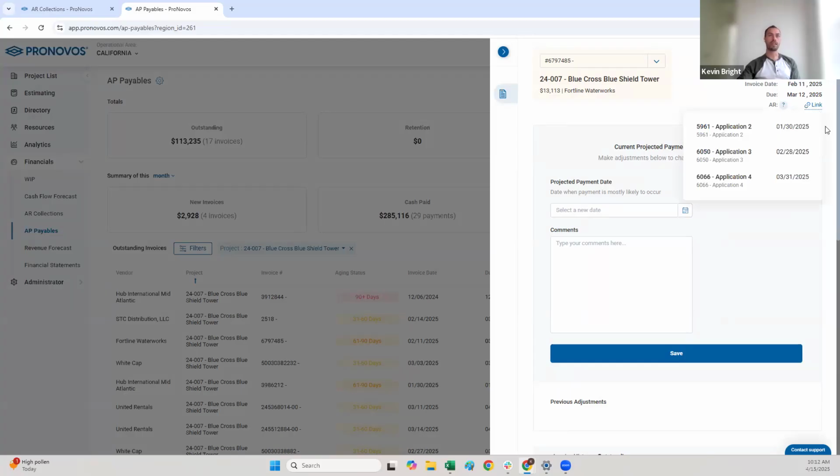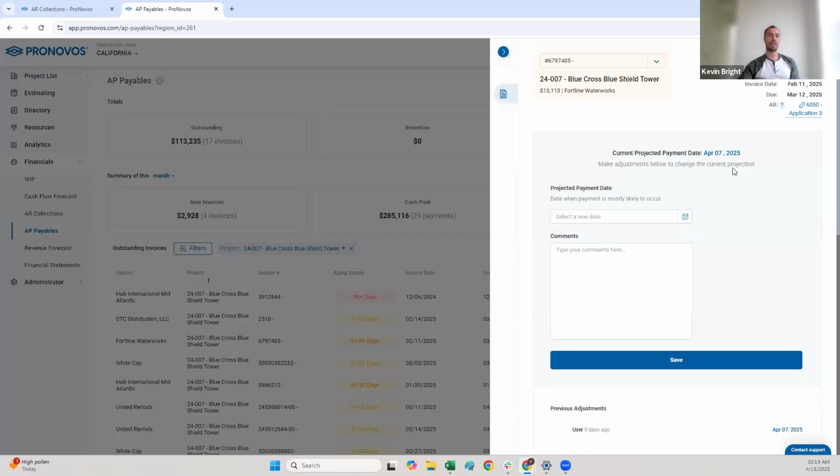you can link it to an AR invoice. I can see this invoice is dated in February, so I'm going to link it to my AR invoice that I submitted in February to the client. Basically, I'm not going to pay my vendors or subs until I get paid by my client.